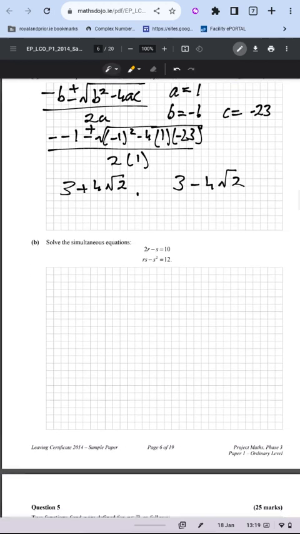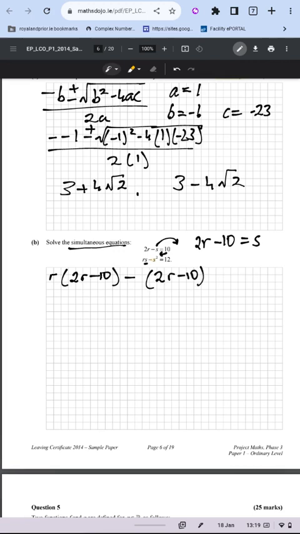Second one here is tight. Simultaneous equations. One linear, one quadratic. So you work with your linear one, the simple one, first. Get one of the letters on its own. Now, it makes it a hell of a lot easier getting S on its own because you're not going to get a fraction. So 2r minus 10 is equal to S. The only thing that's going to make this difficult is that minus in front of your S. So everywhere there's an S, I'm going to replace it with 2r minus 10. So r times 2r minus 10, that's my rs, minus S squared, 2r minus 10 squared. Now to save a wee bit of room, I'm just going to write that out twice already.